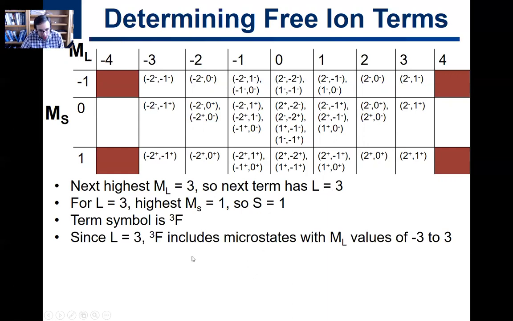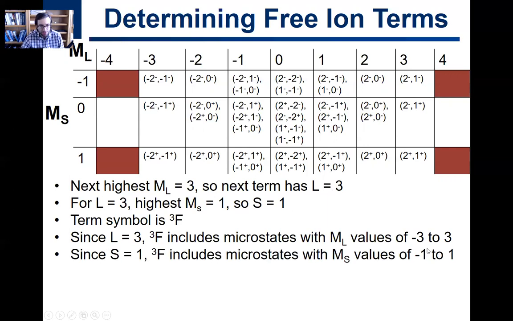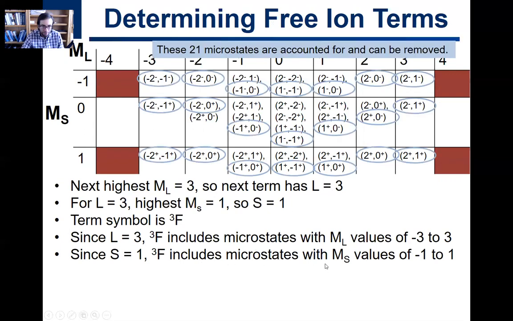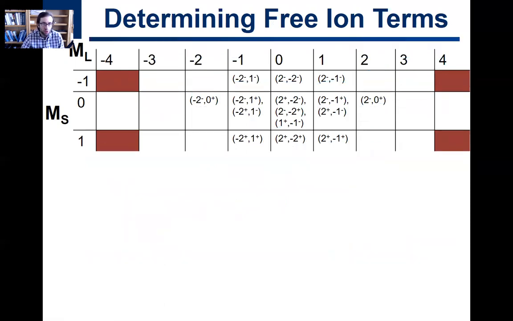Since L equals 3, triplet F includes microstates with M sub L values of negative 3 to positive 3. And since S is 1, triplet F includes microstates with M sub S values of negative 1 to 1. And so there's going to be 21 of these. And again, which ones? Just cross out one of them or circle one of them. Okay? So I went from negative 3 to 3, and I went from negative 1 to 1 across M sub S, and got rid of those 21.